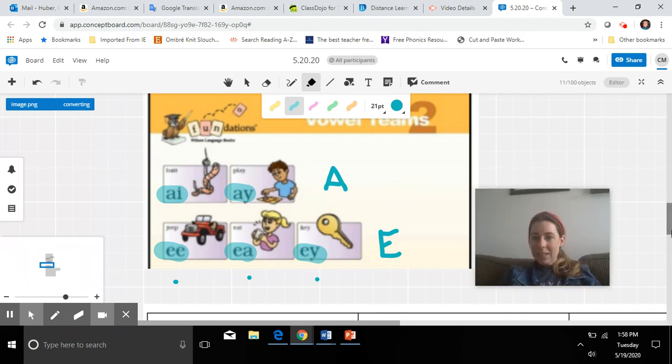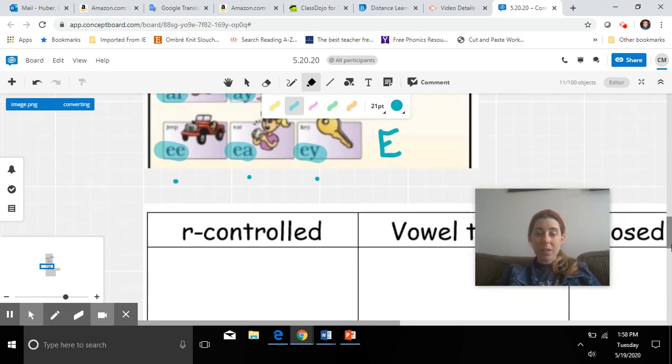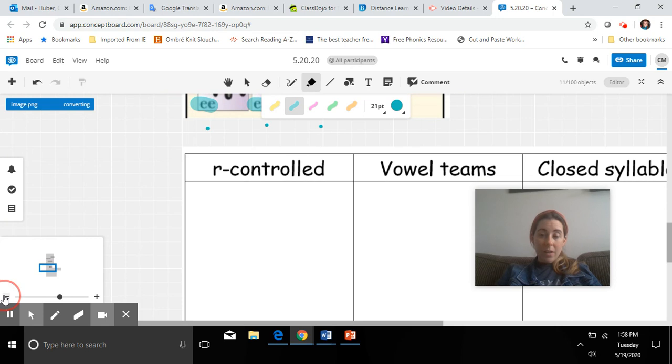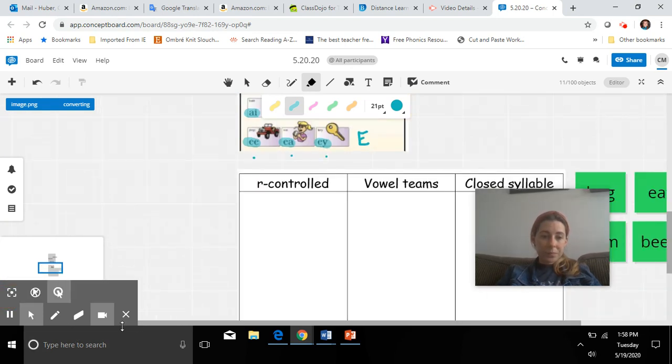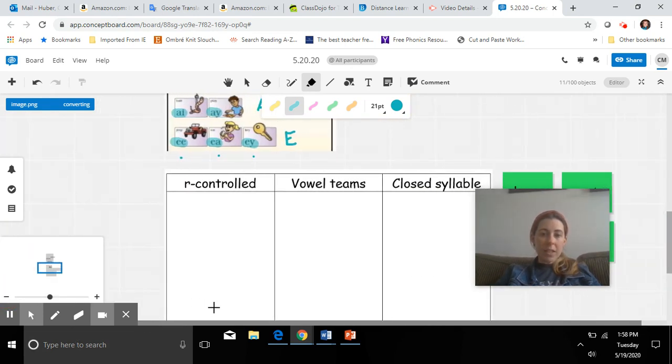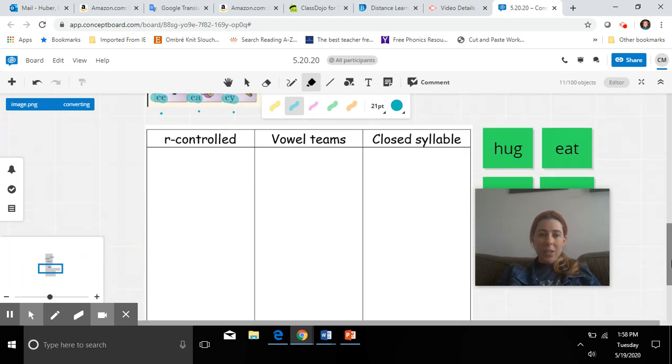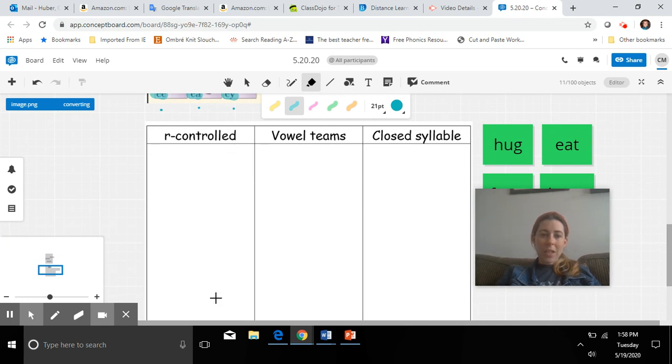Awesome. Let's start practicing a little bit. We're going to do a sort today. So I have a little table here, and if you have paper at home, what I would like for you to do is make a table on your paper. So you're going to have 3 columns. One of them will say are controlled at the top.